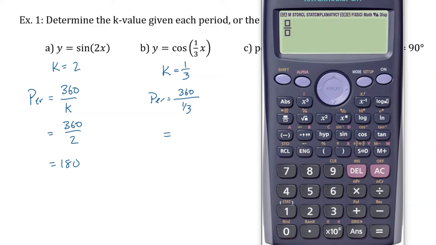Or use your fraction button, if you have one, 360 over 1 divided by 3. That will give me the right answer. So it is 1080. And again, a fraction, a small number, made our period bigger. So picture that graph. Picture cosine, but stretched way out longer. That's all it would look like. Everybody okay so far?